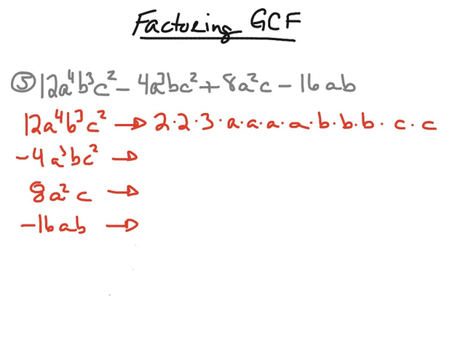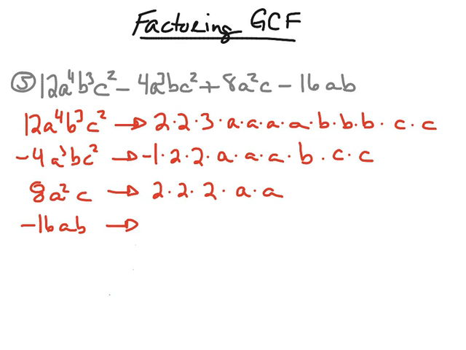Let's go ahead and do the same thing with these other terms. We've got negative 1. 4 would be 2 times 2. We've got a to the third, so we're going to need 3 a's again. We've got a b. And we've got a c squared, 2 c's. The next one I have is an 8a squared c. So 8 would be 2 times 2 times 2. A squared would be 2 a's. And we also need a c.